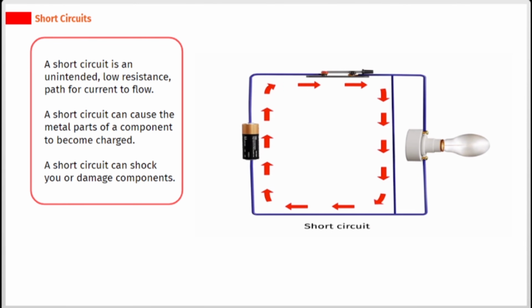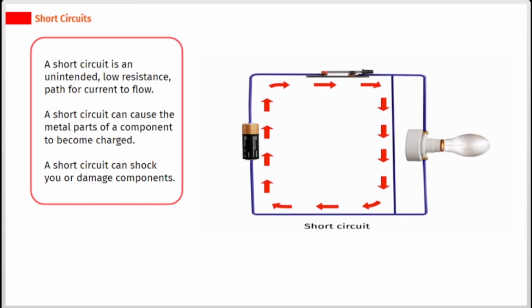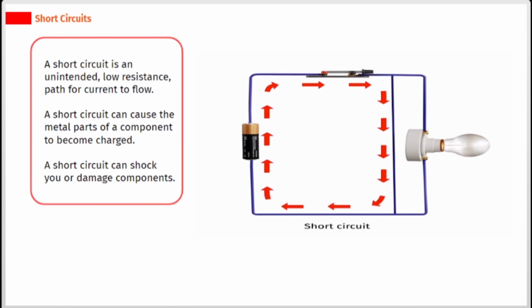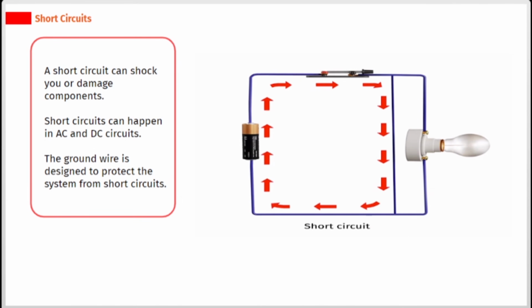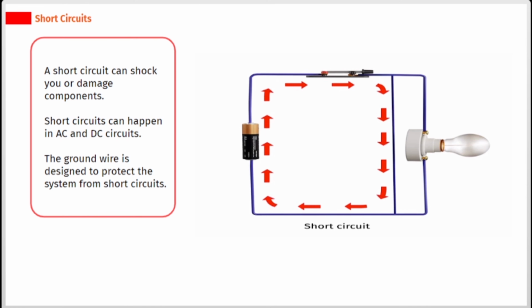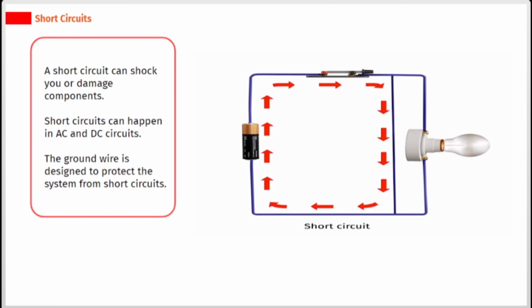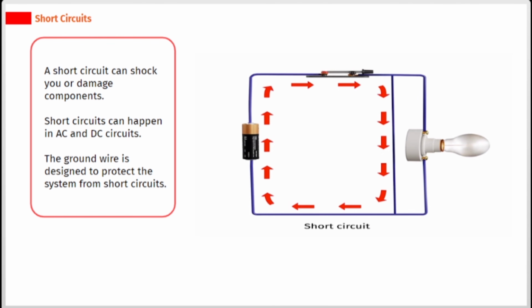A short circuit is an unintended, low-resistance path for current to flow. A short circuit can cause the metal parts of a component to become charged. A short circuit can shock you or damage components. Short circuits can happen in AC and DC circuits. The ground wire is designed to protect the system from short circuits.